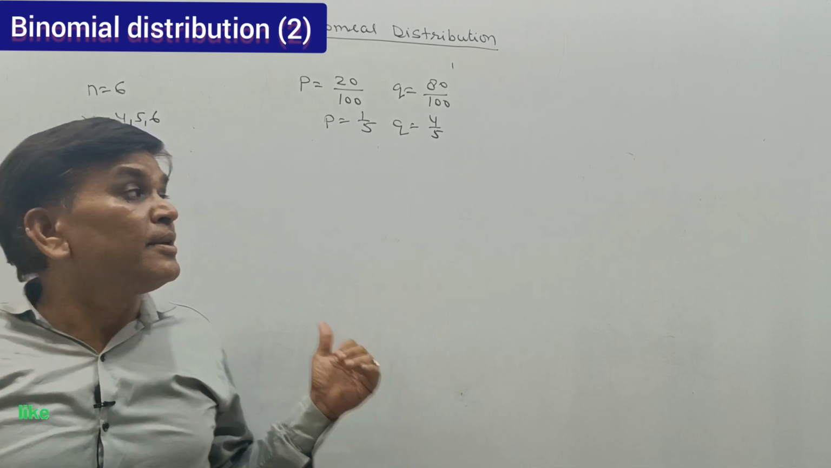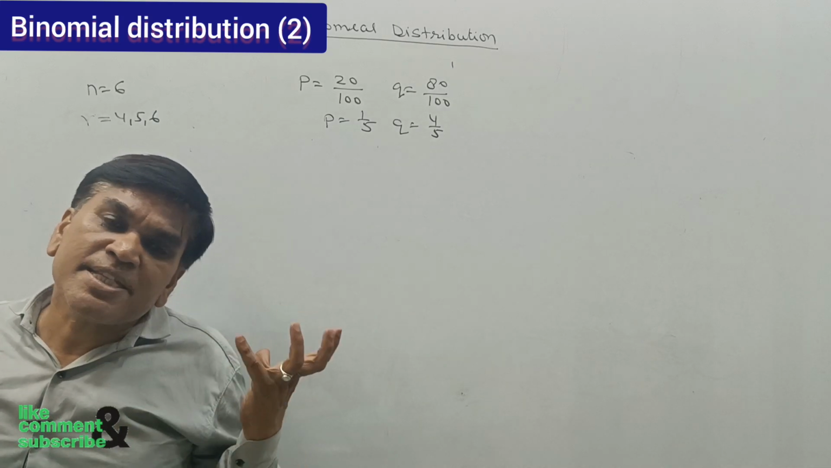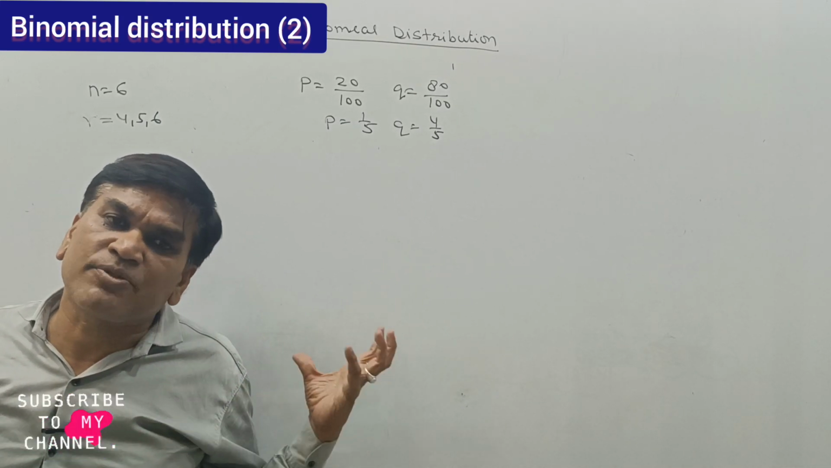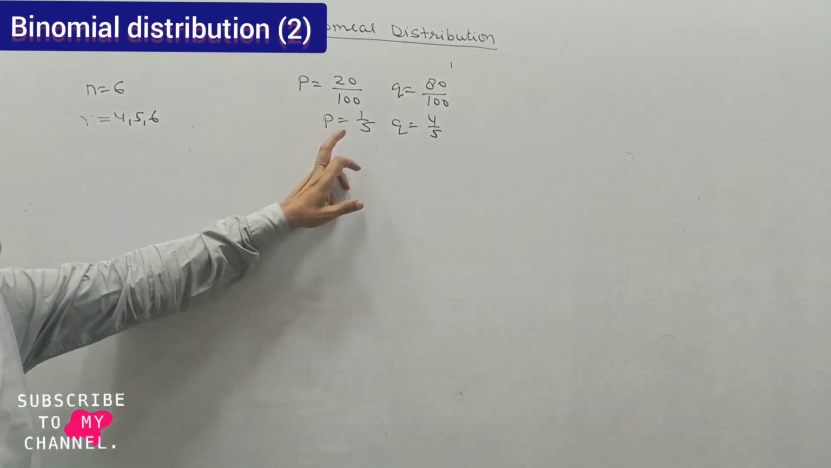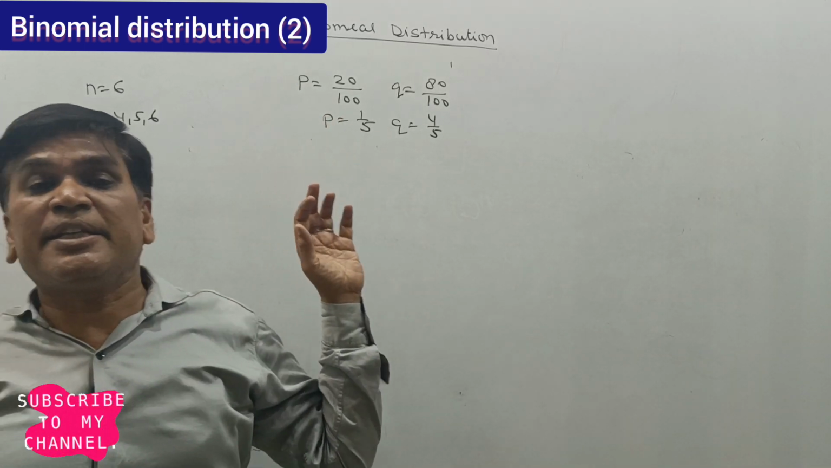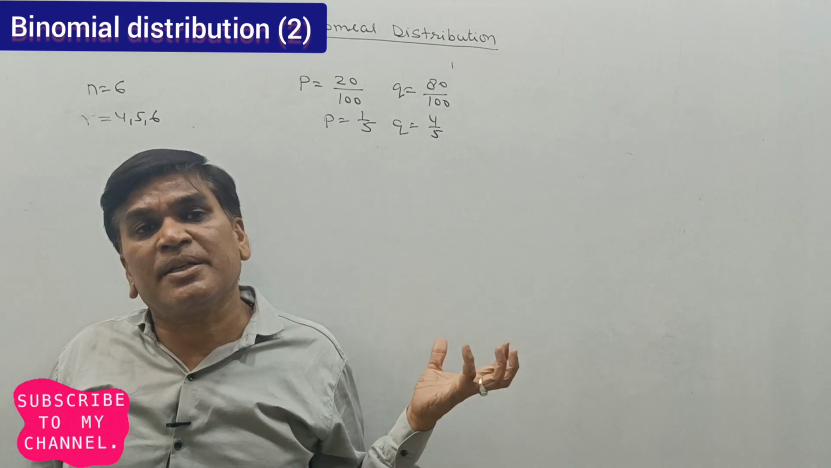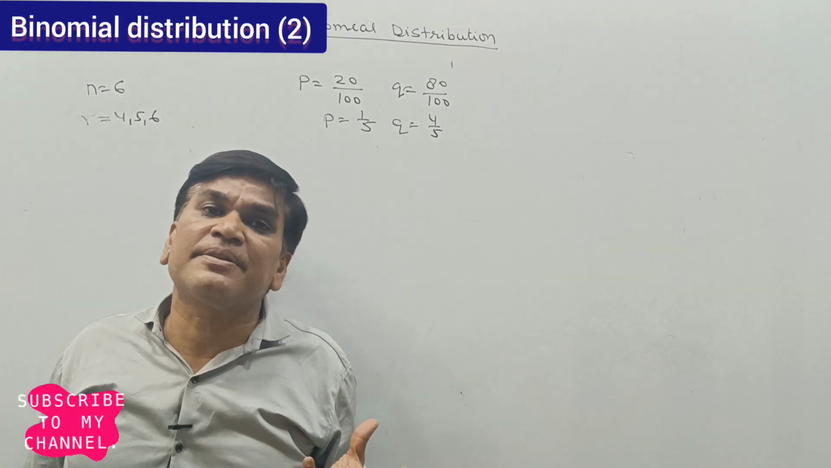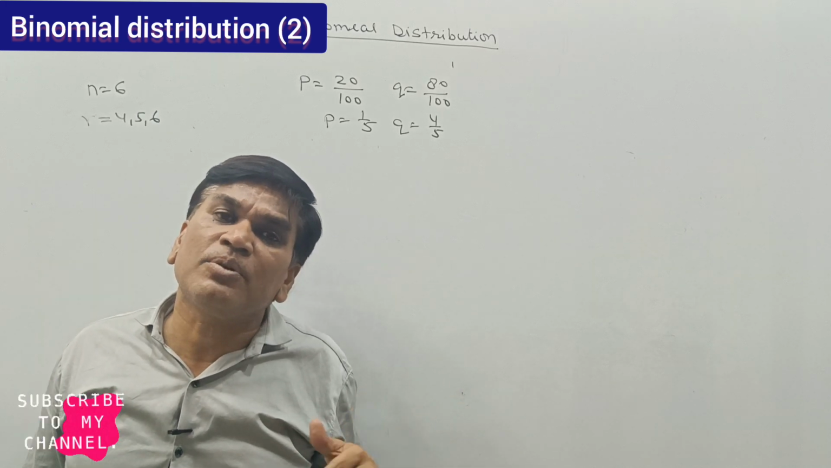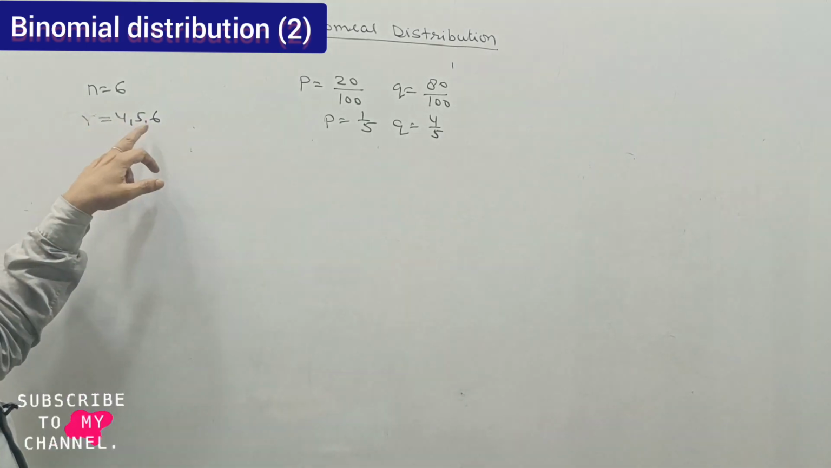Again, in a factory, there is a 20% chance of having a factory related disease in the workers. It means there is a 1 by 5 chance of having the disease and an 80% chance of not having the disease. If we are taking 6 workers in a research, get the probability that 4 or more persons have the disease. So we have 4, 5 and 6.